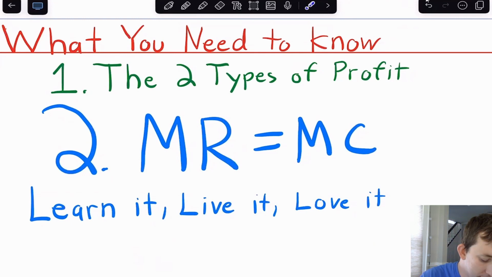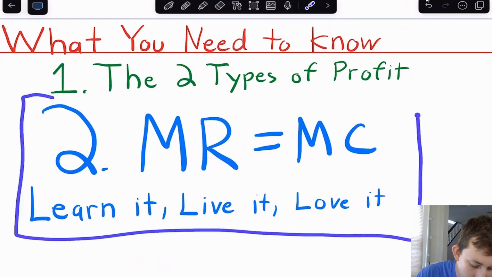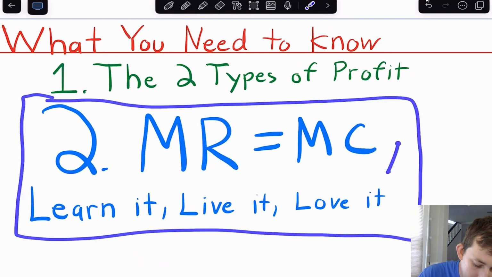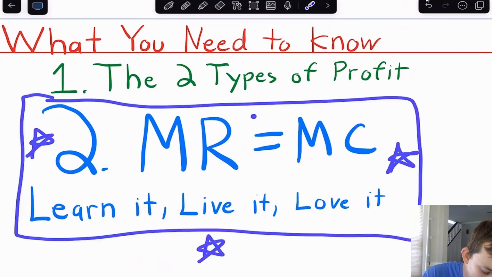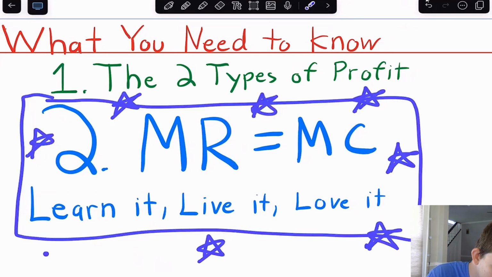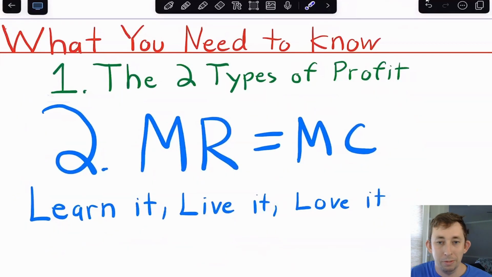And then as you can see from the font size, the second thing you need to know is that when you're doing profit maximization, marginal revenue is equal to marginal cost. That's the thing you need to learn, live, and love. That's the thing you should get tattooed on your forehead if you're trying to think about what profit maximization is, how to solve a profit maximization problem. Marginal revenue is equal to marginal cost. If you know that, you can solve any profit maximization problem that comes your way.